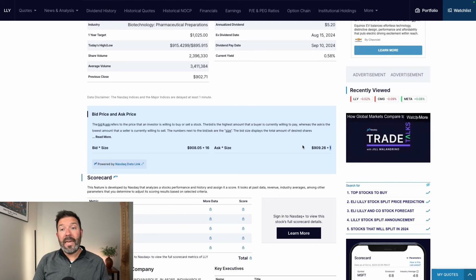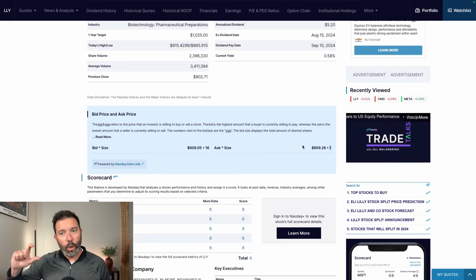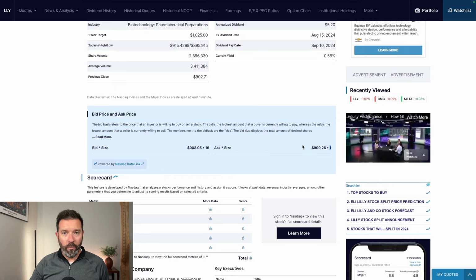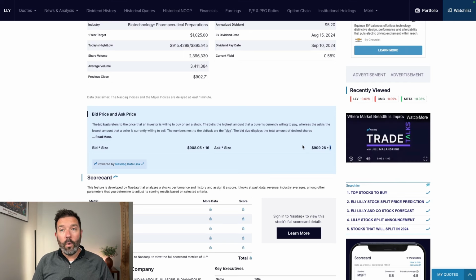But if you did something like a 10 for one stock split, you could potentially increase the liquidity of shares of Eli Lilly, potentially lowering that gap. That would actually be good for the market, potentially even good for the stock because it would bring a number of buyers in who are willing to pay a lower price for the stock.